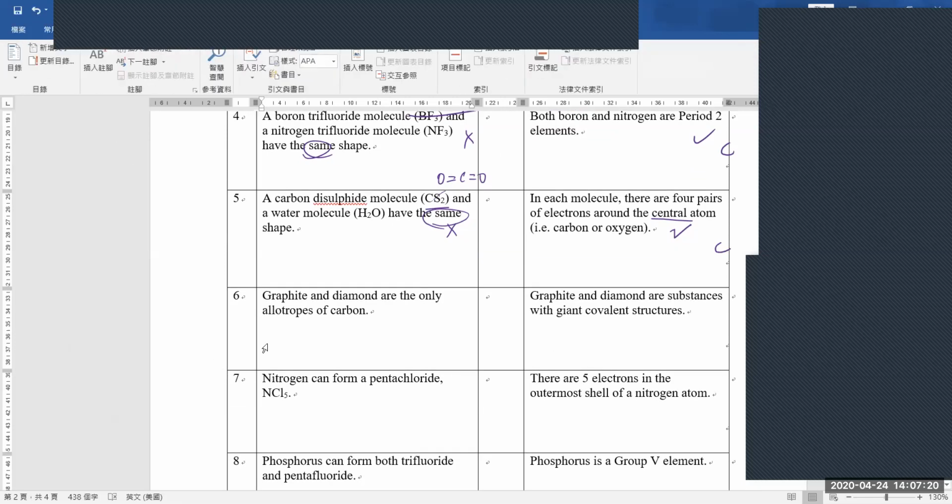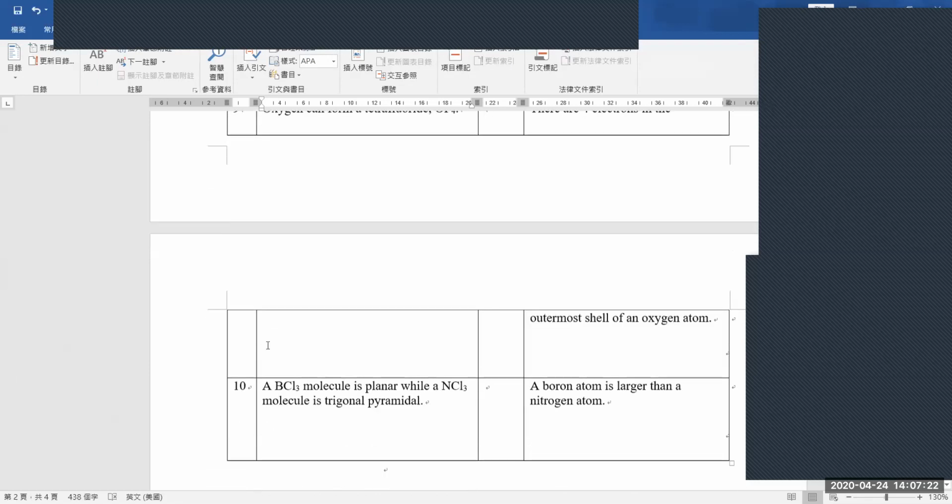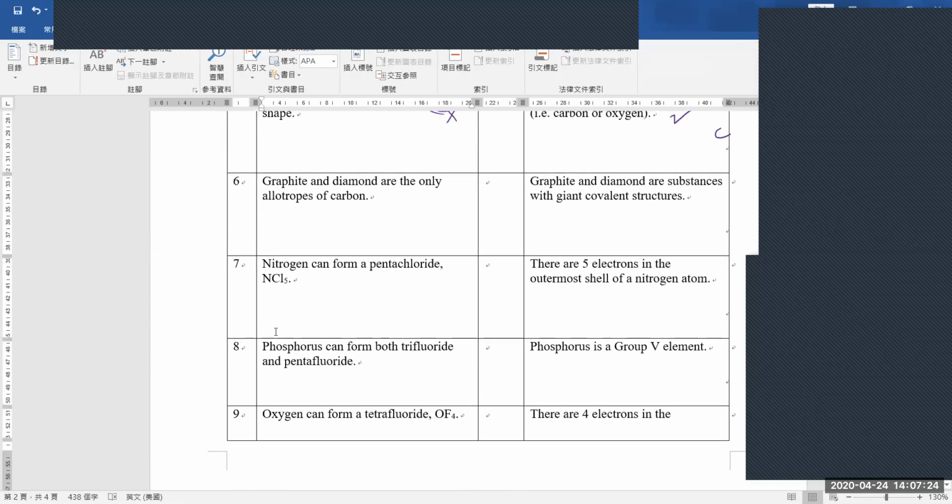How about the final five questions? Number six. Graphite and diamond are allotropes of carbon. Diamond and graphite are substances of giant covalent structure. Yes, we have got crosses. Any other example? Giant covalent structure is correct. C60, buckyball. Yes, that's right.